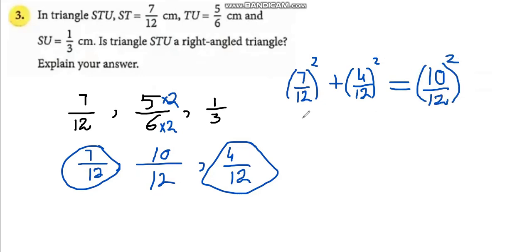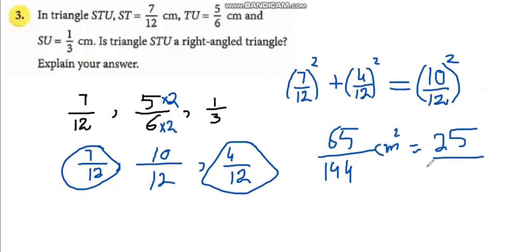So if we get equal values, then it means that this triangle is a right angle triangle. Otherwise, we will mention that the triangle is not a right angle triangle. So let's do this. On the left side, we will get 65/144 centimeters squared. And on the right side, I will get 25/36 centimeters squared. You can see that these two are not equivalent, so this triangle is not a right angle triangle.